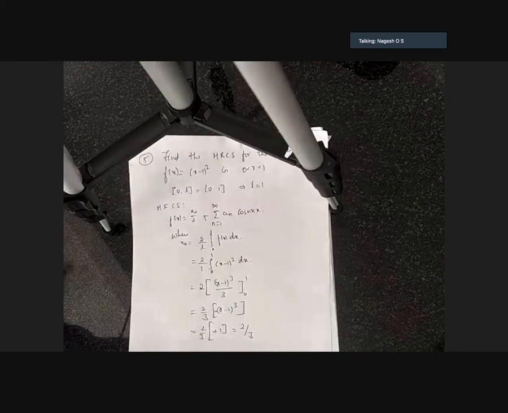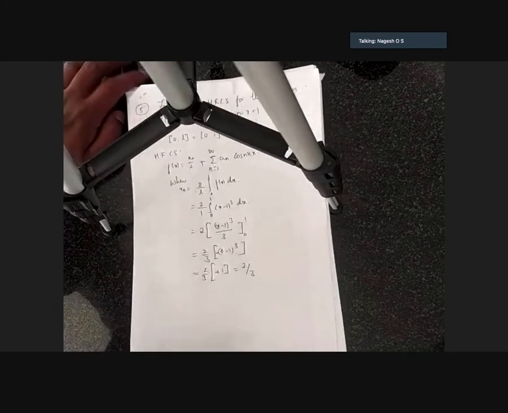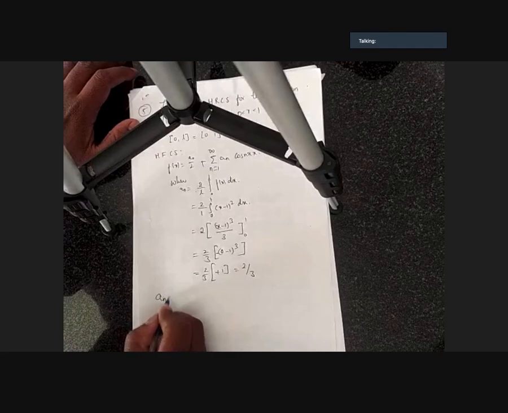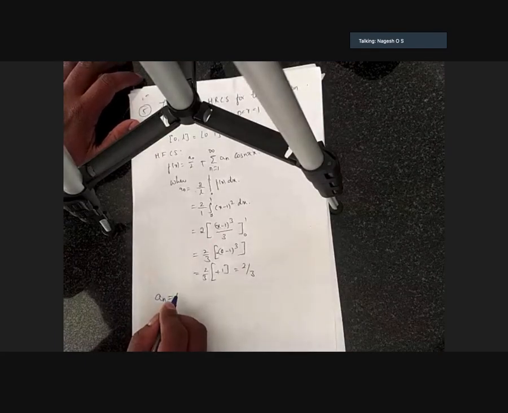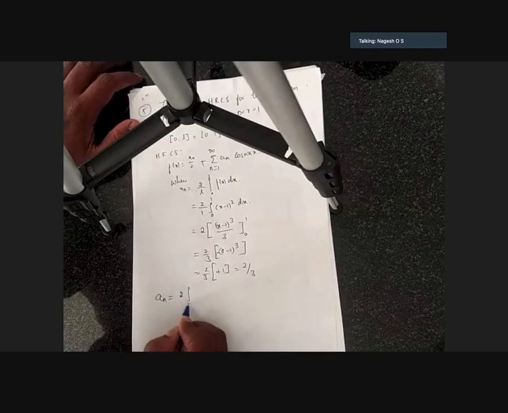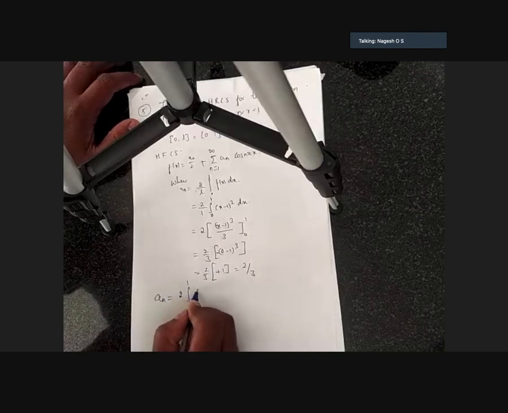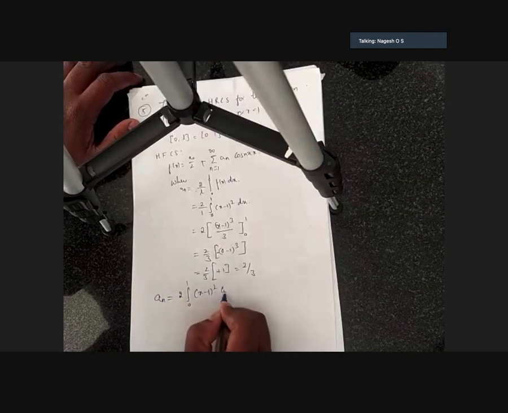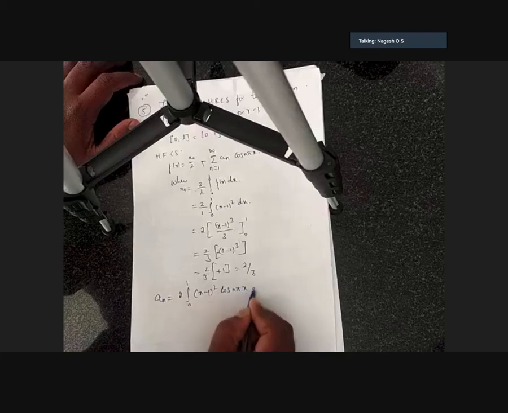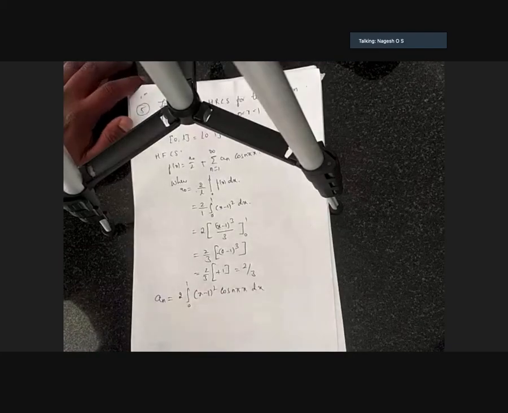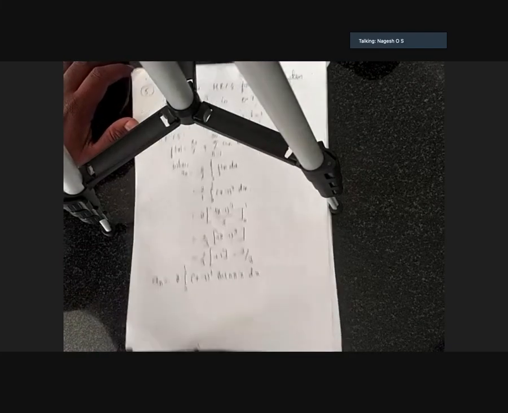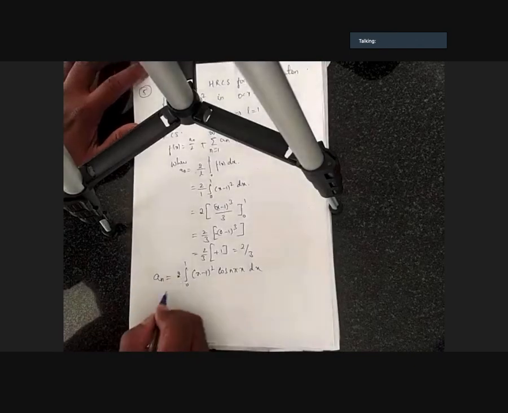Next, we need to find the an value. What is the formula for an? 2 by L, integral 0 to L, f of x cos n pi x by L. Here the L value is 1, or written directly.